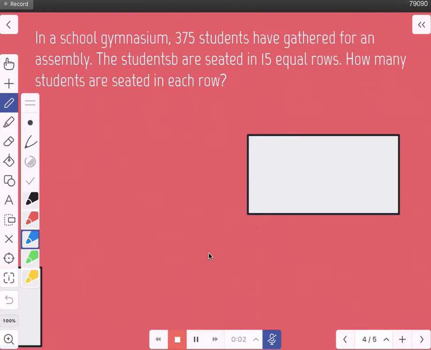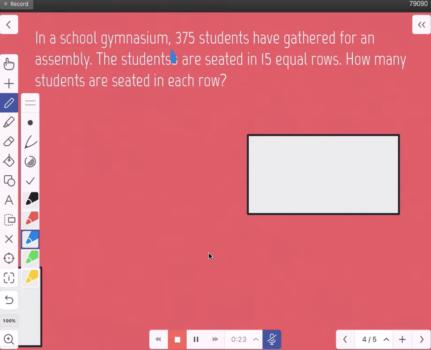So here's another example, and this one is multiplication or division. So we have a school gymnasium, and 375 students have gathered there for an assembly. The students, oh, that's a typo. The students, forget that beat. The students are seated in 15 equal rows. How many students are seated in each row?